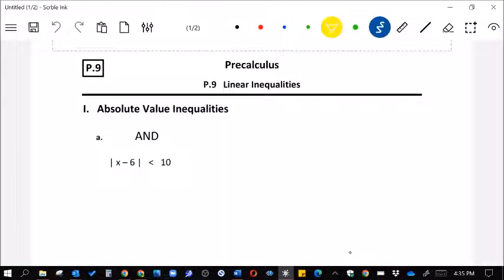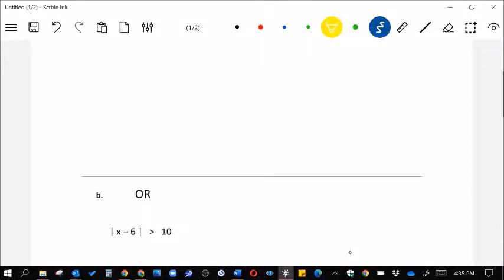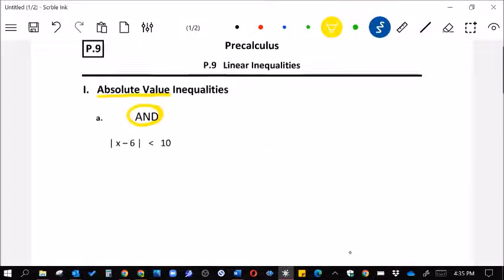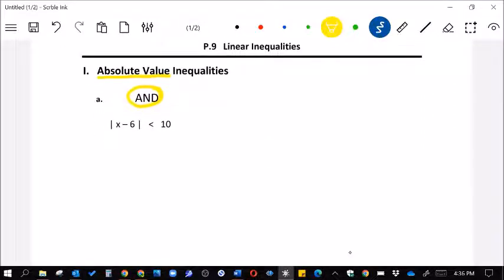Welcome. Let's take a look at a couple of linear inequalities here. We'll look at the absolute value inequality where it's an and statement, and then an absolute value inequality where it's an or statement, and what the difference is.